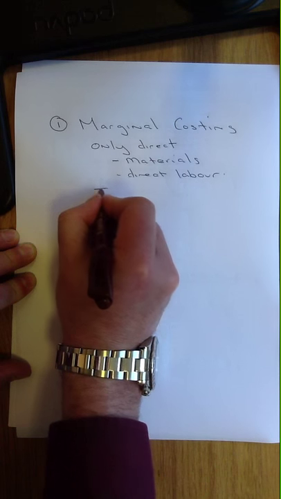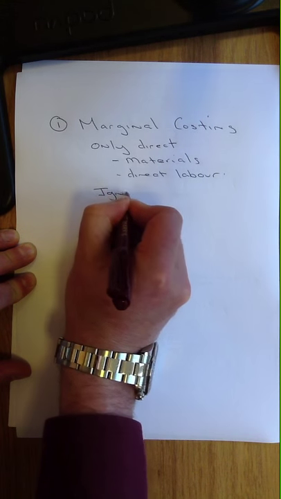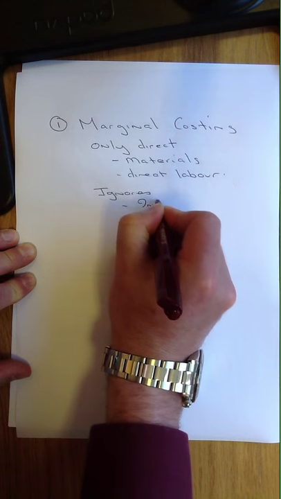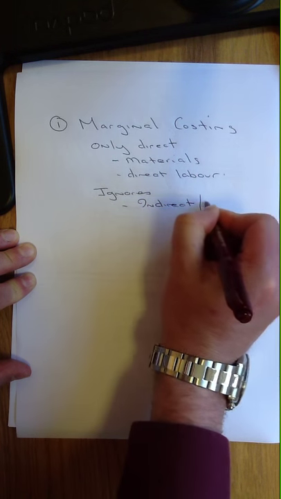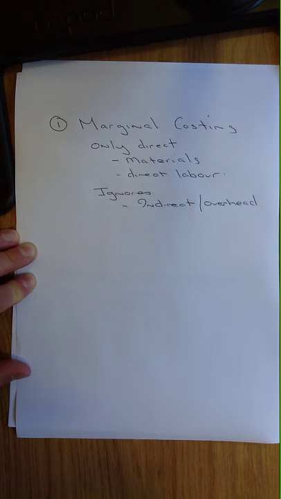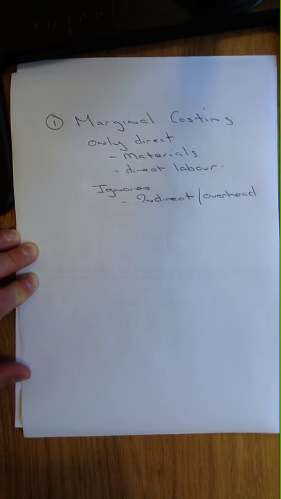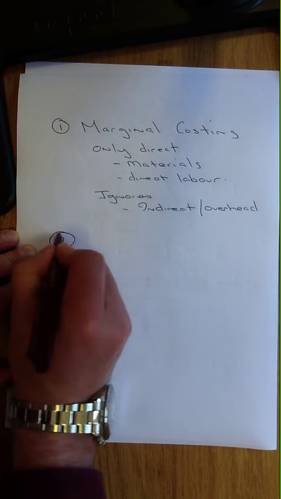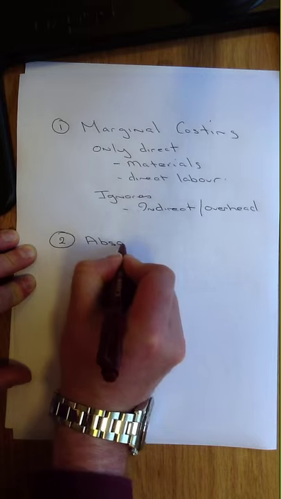Marginal costing ignores all other costs. It ignores your indirect costs, your overheads. For example, the light, the heating and the insurance of the business are ignored. For that reason, we do not use marginal costing. Instead, we use absorption costing.